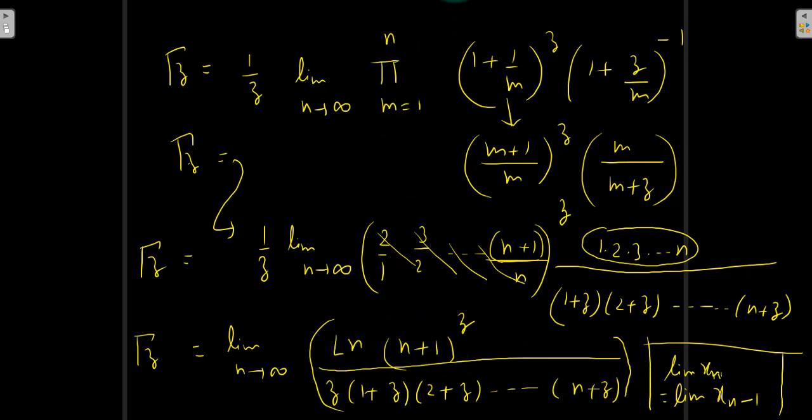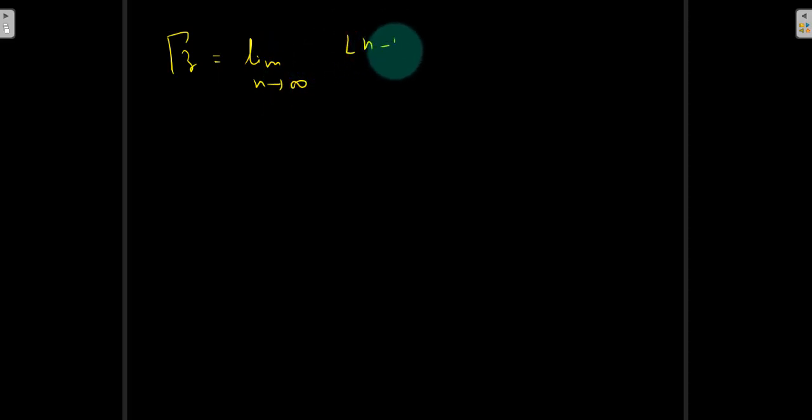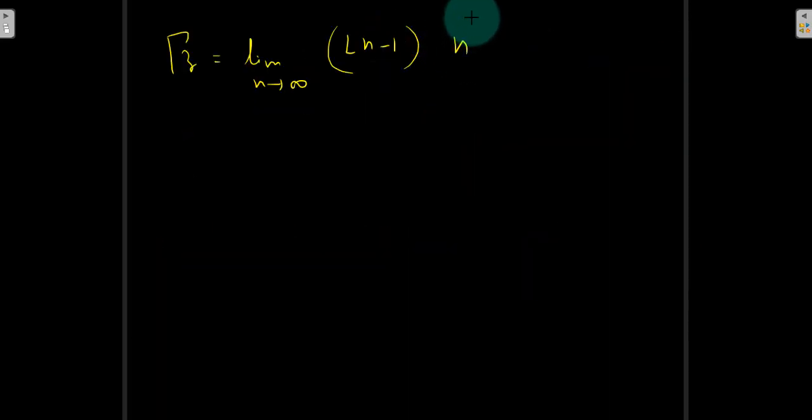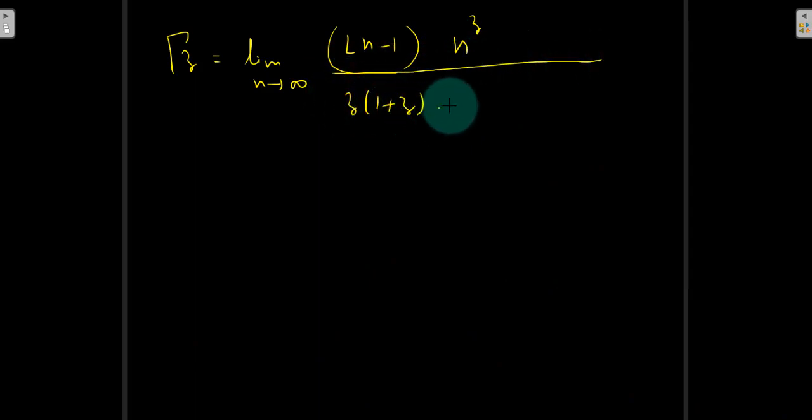So we can write it as gamma z equals limit n tends to infinity, and now it becomes factorial of n minus 1, and that was, I think, n plus 1 to the power z. That will become n to the z divided by z, 1 plus z, and now the last term was initially n plus z. Now the last term is n minus 1 plus z.